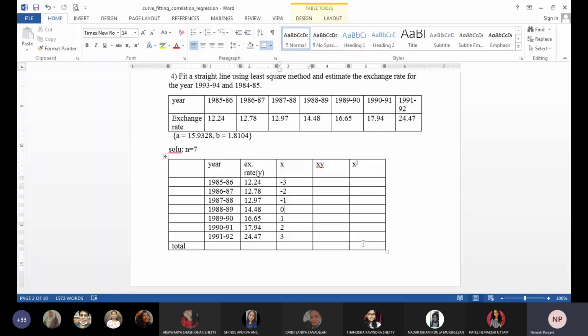As you come down, you add 1. As you go up compared to your central most observation, subtract 1. Okay? And then you find out your xy and x square. So x into y, 12.24. You can take the help of your calculator. 36.72 with a minus sign.